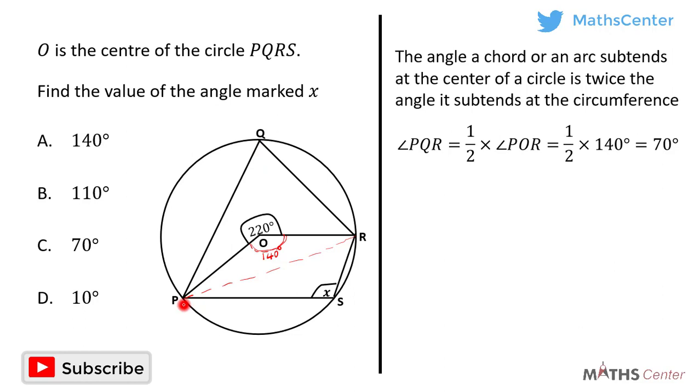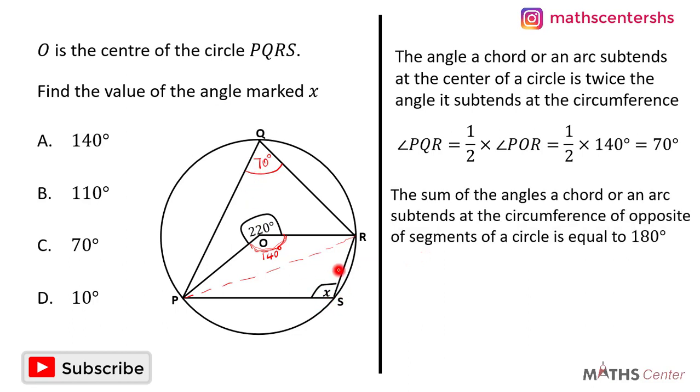So what it means is that angle PQR is equal to half of the angle POR, which we have found to be 140 degrees. So angle PQR is equal to half of angle POR, and angle POR is 140 degrees. And half of 140 degrees is 70 degrees. So it means that angle PQR, which is the angle formed here, is 70 degrees. We want to find X.